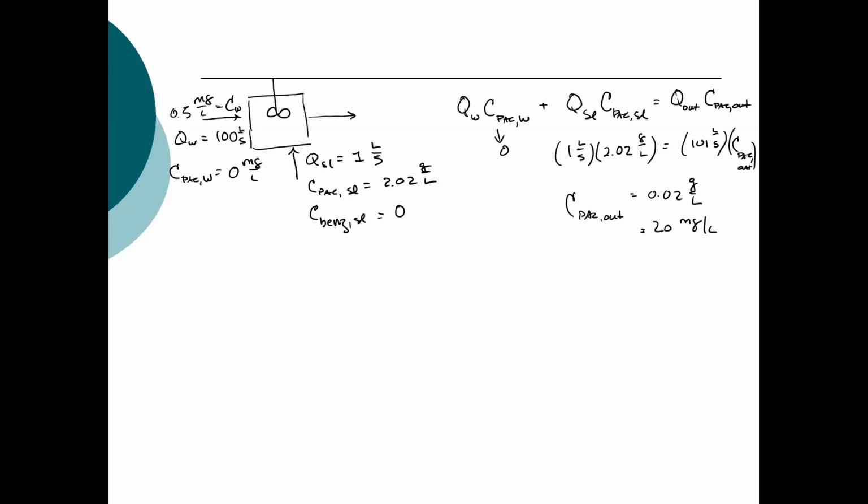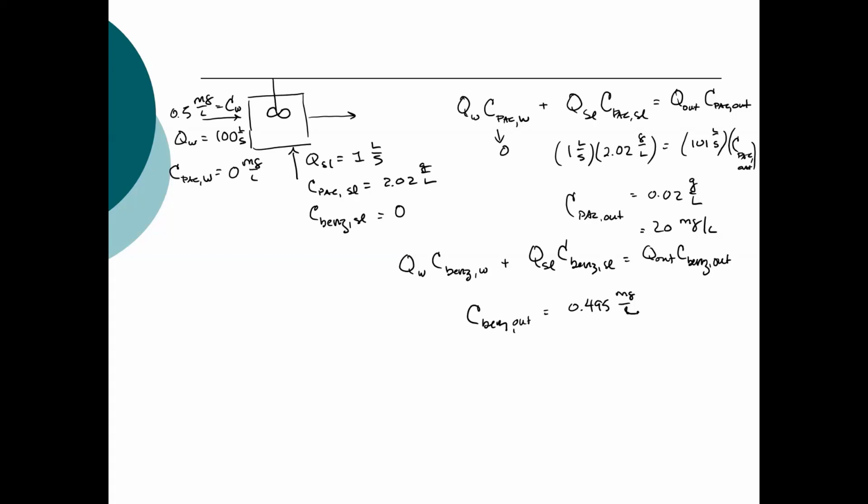We can develop the same set of equations for benzene: Q waste times C benzene in the waste, plus Q slurry times C benzene in the slurry, equals Q out times C benzene out. If we substitute in, C benzene out is equal to 0.495 milligrams per liter. We have a slight dilution because of that 1 liter per second. I didn't write this out, but we've done the mass balance on the rapid mix.